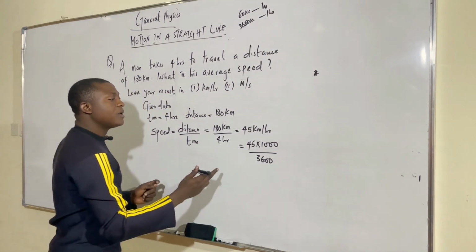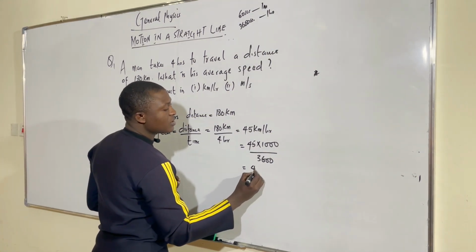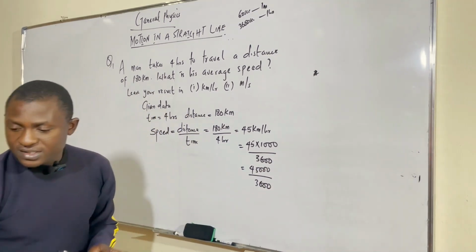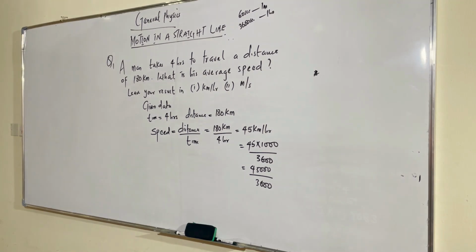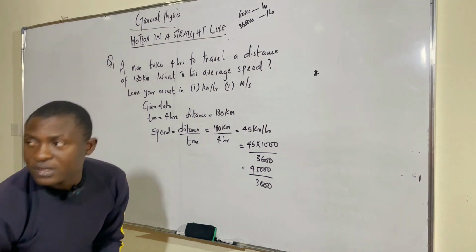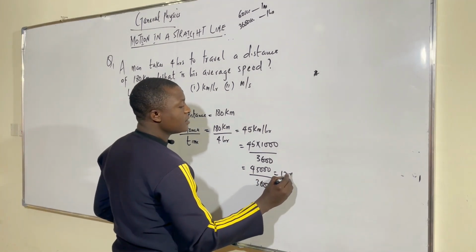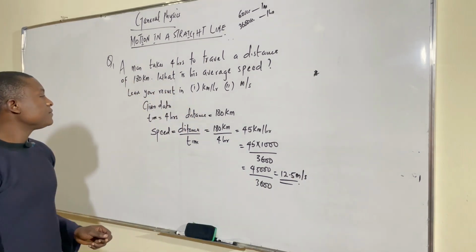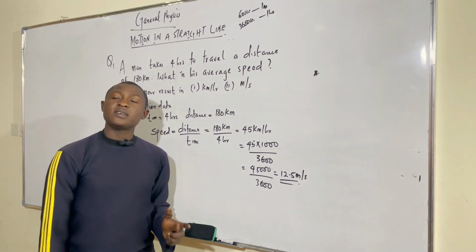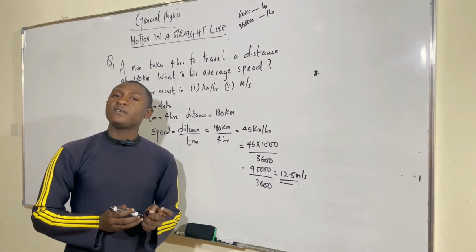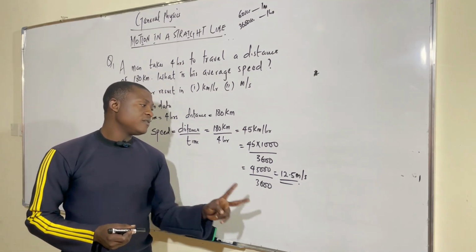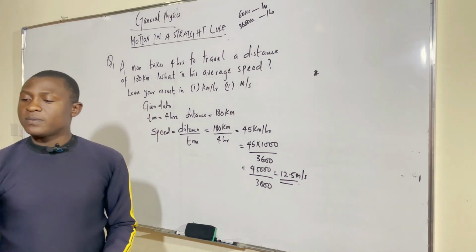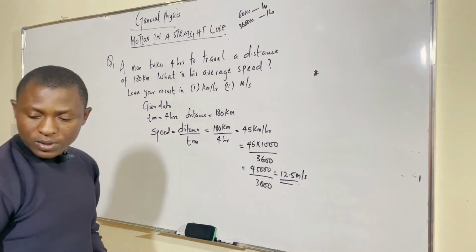So now, if you multiply this, 45 times 1000, we are going to have 45,000 divided by 3600. So if you press your calculator to check the result of this, definitely we are going to have 12.5 meter per second. So meaning if the value is in kilometer per hour as required, it's going to be 45 kilometer per hour. And if you ask to leave the result in meter per second, it's going to be 12.5 meter per second. So let's take a look at another problem.